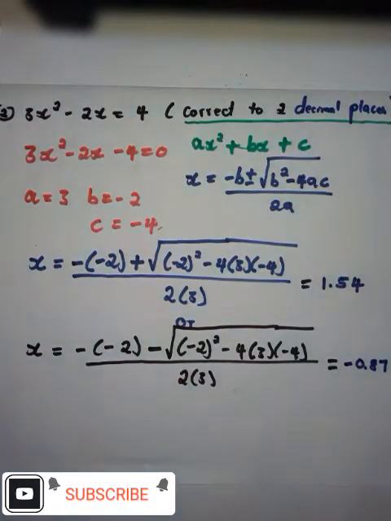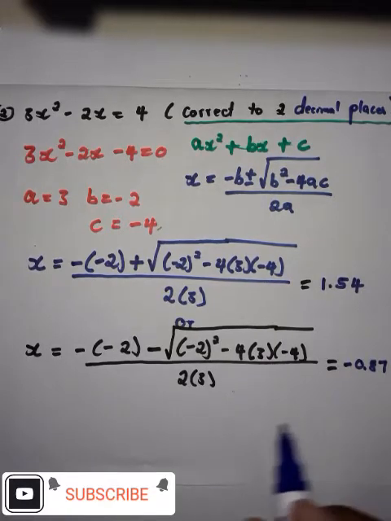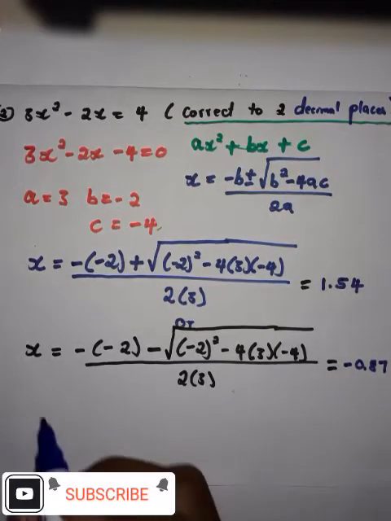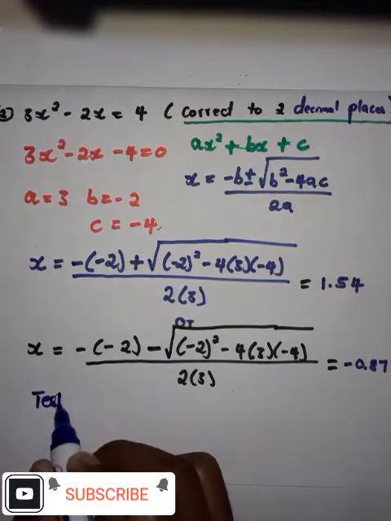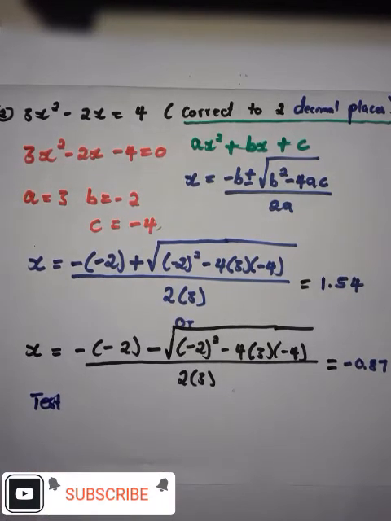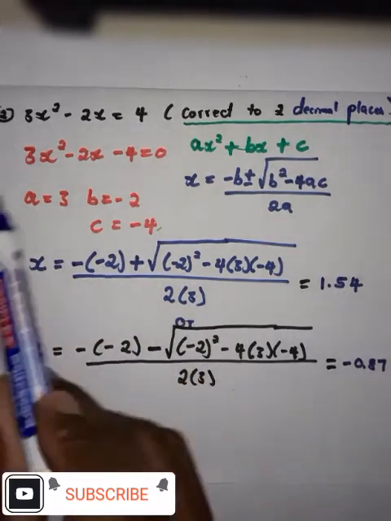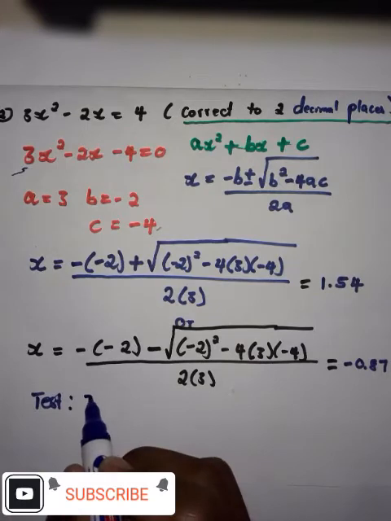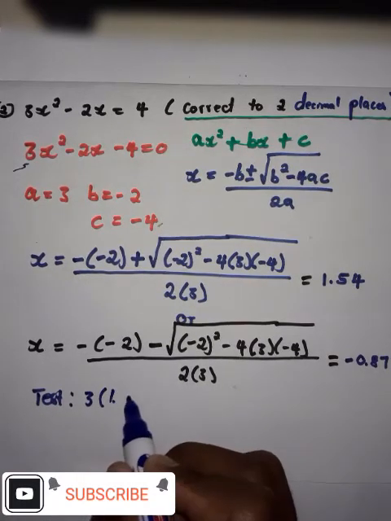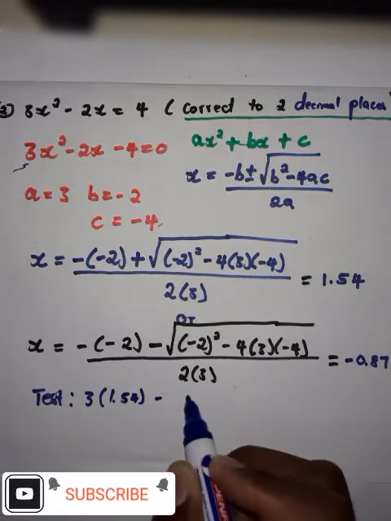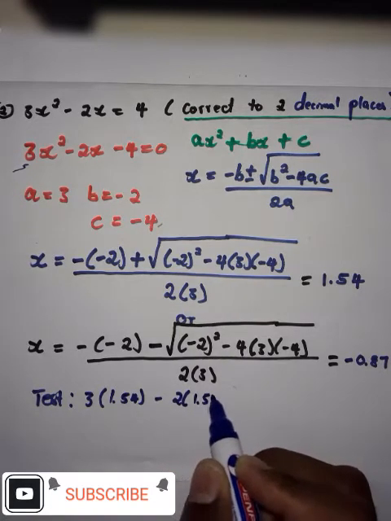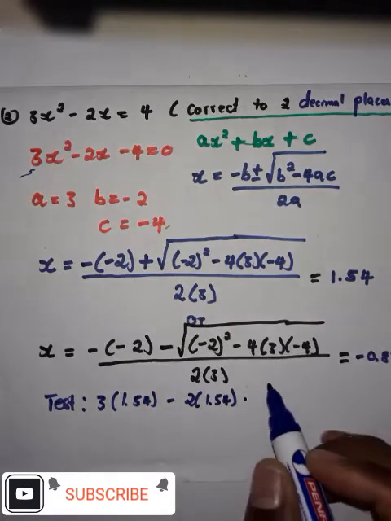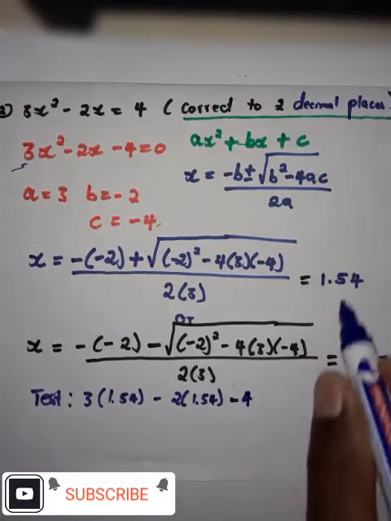Okay, so if you punch your calculator here, for the first one you're going to get 1.54, the second one you're going to get minus 0.87. So what you can do now is use testing, to test whether your answers are correct. One thing I like about solving for x is because you can test whether your answers are correct or not. So you take this one here and you substitute here where you see x. So you're going to have 3 open bracket 1.54 and minus 2 1.54 minus 4. So if this expression doesn't give you 0, therefore this is wrong.